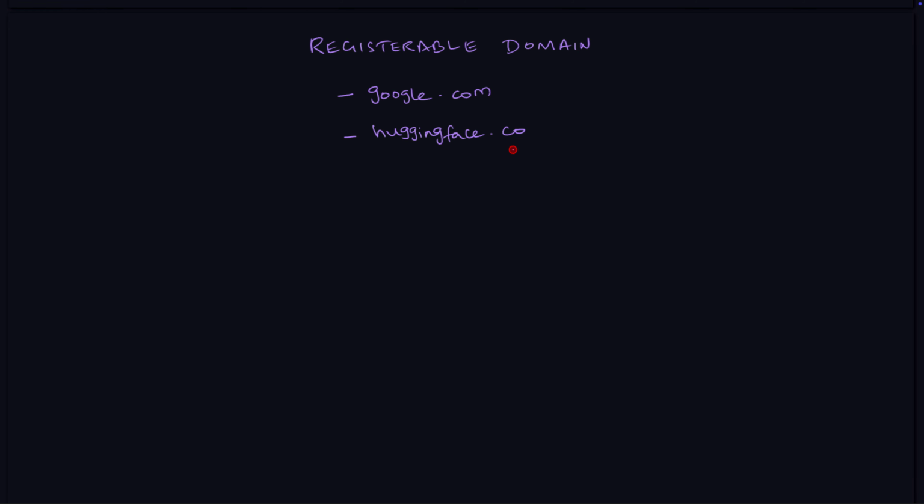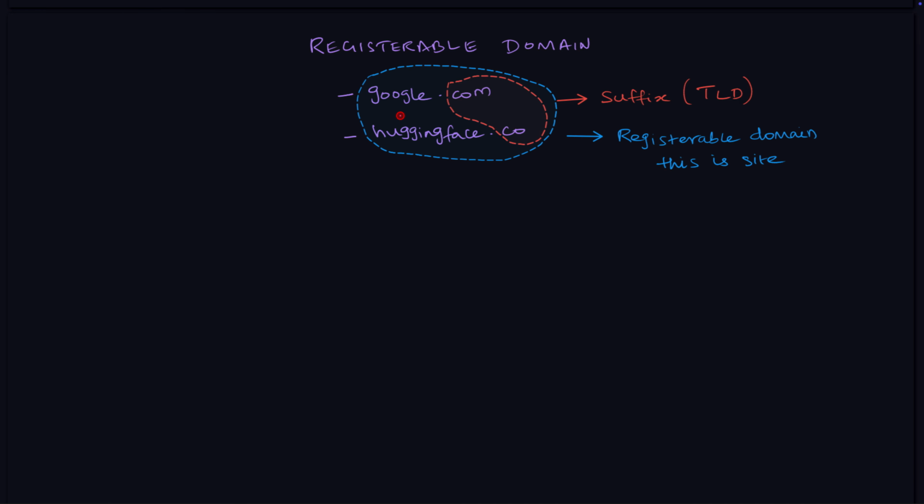These registrable domains are sites in the context of a cookie because they satisfy the requirement that we have seen previously for a site. What is the requirement? It needs to have a suffix. In this case we have suffixes like com or co. These are top level domains, but still these are suffixes, right? Then we have the name that comes just before the suffix. In the first example we have Google, and in the second example we have Hugging Face. Because we have the suffix and a name that comes just before the suffix, the whole thing is called a site.